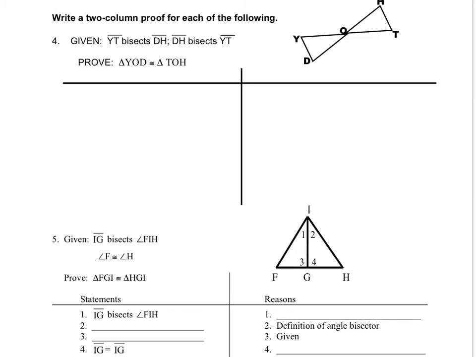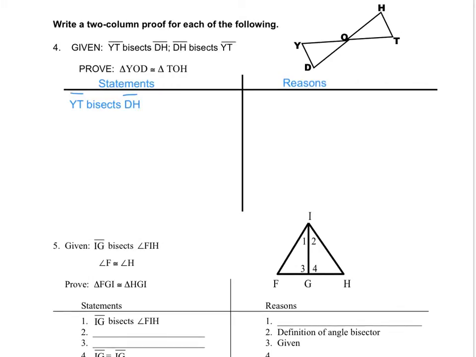Okay, for number 4, it says write a 2-column proof for each of the following. Make sure you know what is given first. Okay, so on this first one, it says given YT bisects DH and DH bisects YT. You're trying to prove that triangle YOD is congruent to triangle TOH. So the first statement that I have, I'd already typed up. It's YT bisects DH. Y'all cannot miss these first ones. They are so easy. Okay, all you have to do is read. If you will read, you will know what your reason is. Okay, so your first reason is given.